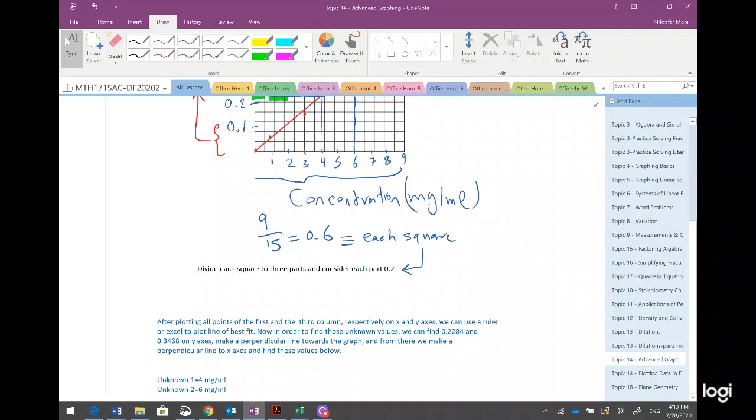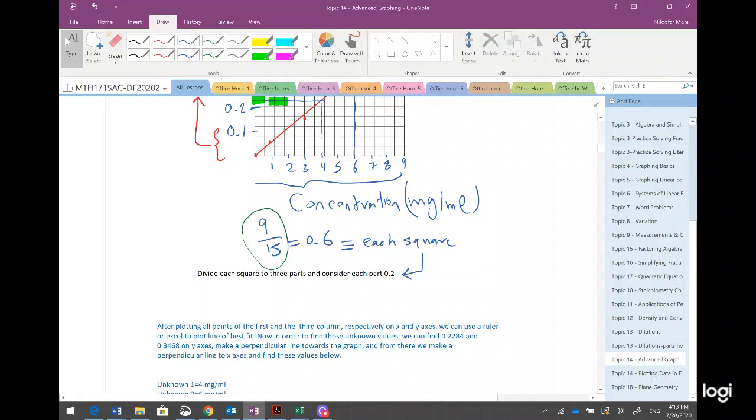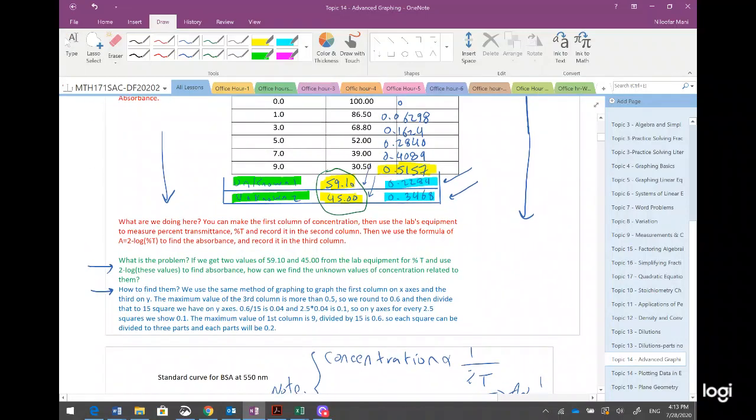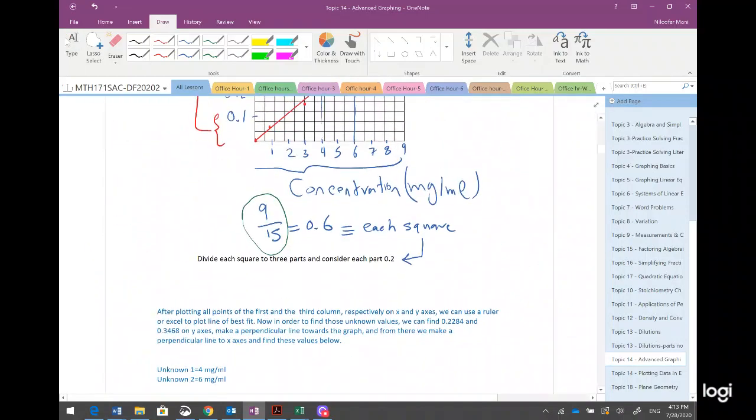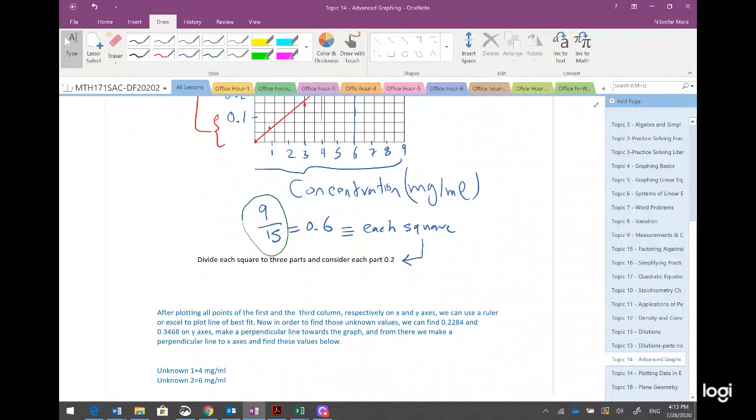Here I want to try my best, so I would say, okay, I divide 9, which is the maximum value for concentration. Look at here, 9 is the maximum value for concentration. I divide it by 15, this is 0.6, and I make each square divided by 3 and each one I go 0.2. So this is 0.6 and the next one is 1.2. Okay, so I can do that, and then everything is divided between 9 parts.